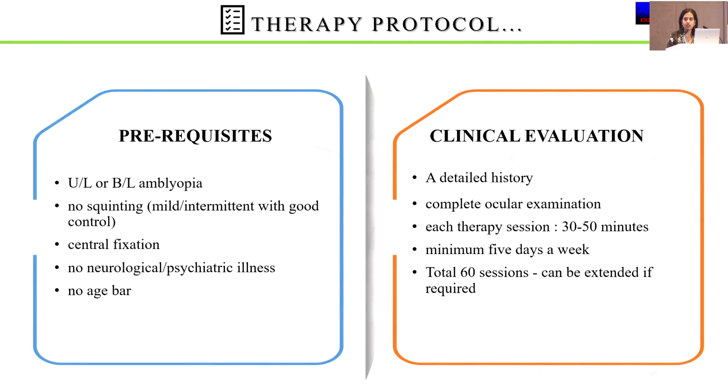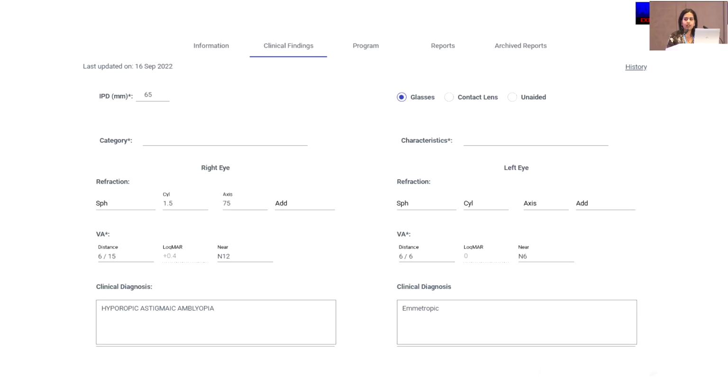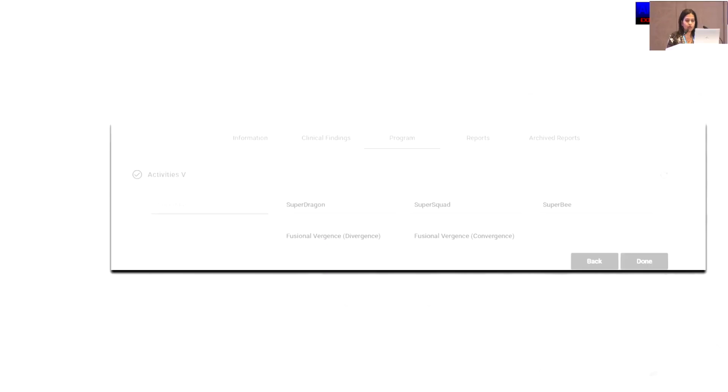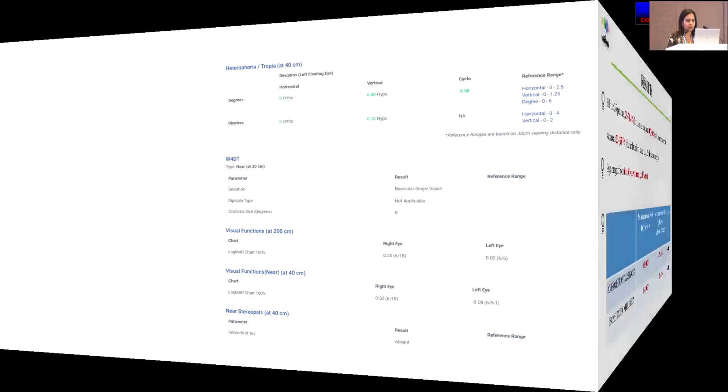Coming to the clinical evaluation, a detailed history and complete ocular examination is mandatory. The therapy session consists of 30 to 50 minutes with a minimum of 5 days a week and total of 60 sessions. So both eyes are individually color calibrated first. The patient parameters like the IPD, refraction, distance and near vision are entered. Then there are different types of activities followed by assessment. There are different types of games, and this is how the final results look like.